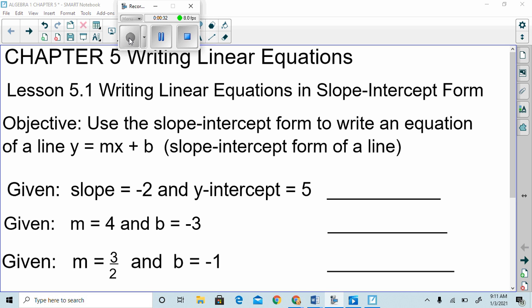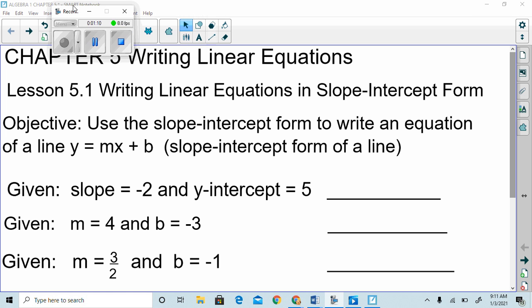So our goal in this section is to use the slope-intercept form of a line, y is equal to mx plus b, to write the equation. We always start off with the simplest, and the simplest are when we're given the information we need. Well, it's called slope-intercept form of a line, and we need just those two things, slope and the y-intercept. Slope, we know, is represented by the variable m, and the y-intercept is represented by the variable b. If we are given those two pieces of information, we have exactly what we need in order to write this line. So let's do a couple of examples together.